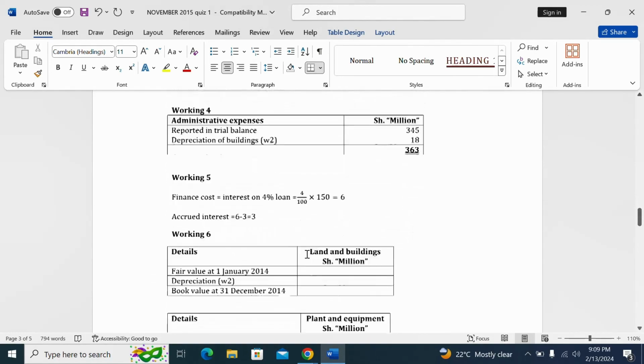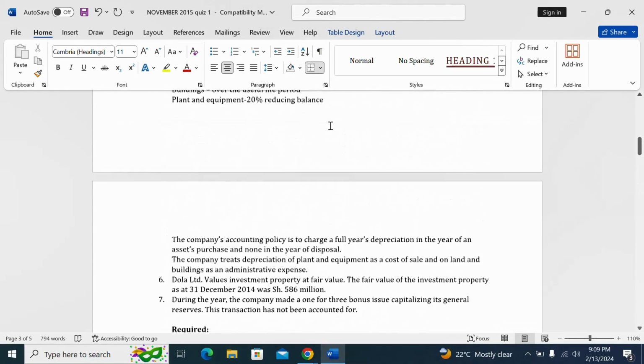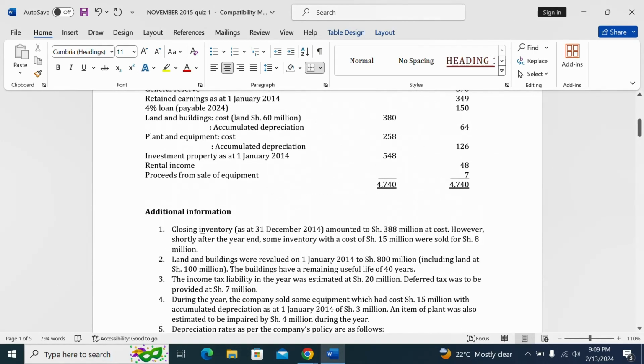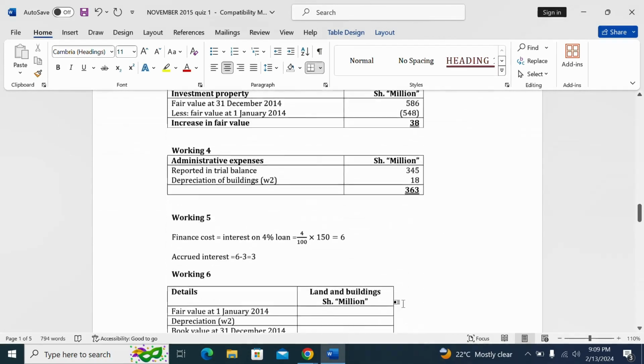Therefore, to get our revaluation gain or the revaluation reserve, we're going to take this 800 million, then we deduct the book value of land and building, where the book value will be equal to 380 million, you deduct 64 million. Let me show you practically what I'm saying.